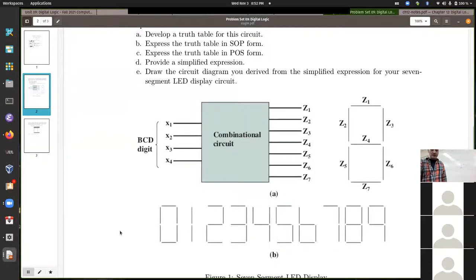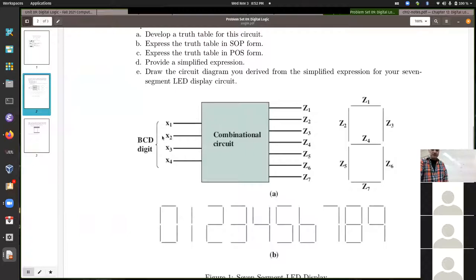So when all the inputs are zero, you want the LED to light up with this. So that means that when all the inputs are zero, you want Z1, 2, 3, 5, 6, and 7. So you want all but Z4 to be one for the output, right? So when all zeros are input on the truth table, all of these are one except for Z4, which is zero. So you get your zero LED, right?